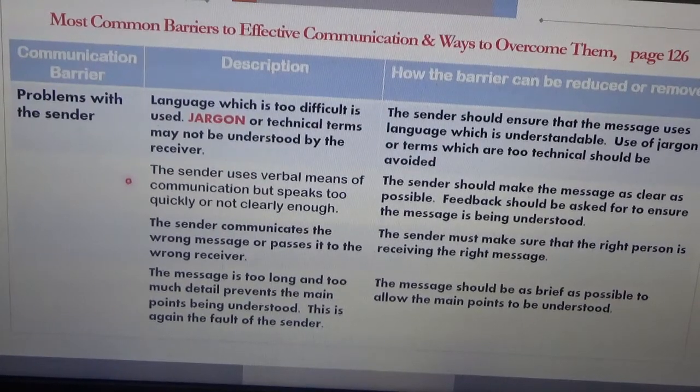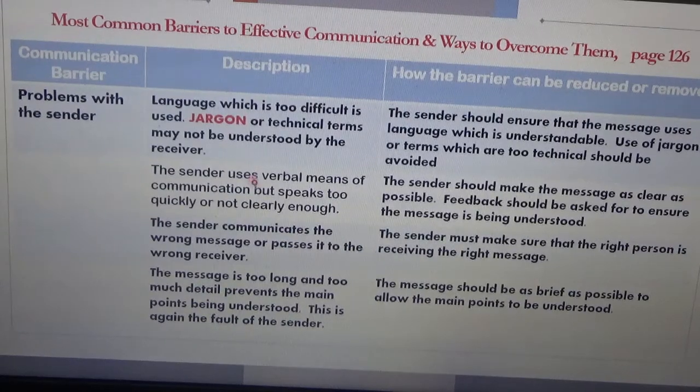The second situation is when the sender uses verbal means of communication but speaks too quickly or not clearly enough. So what will happen? It's a barrier to effective communication. Now, how can we reduce or remove it? The sender should make the message as clear as possible. Feedback should be asked for to ensure the message is being understood.